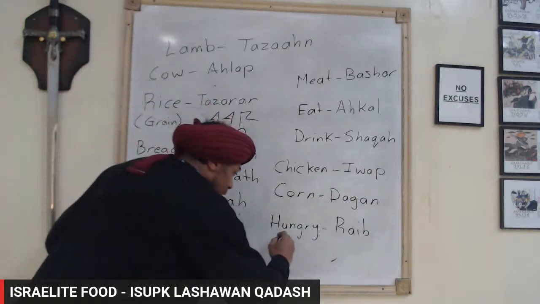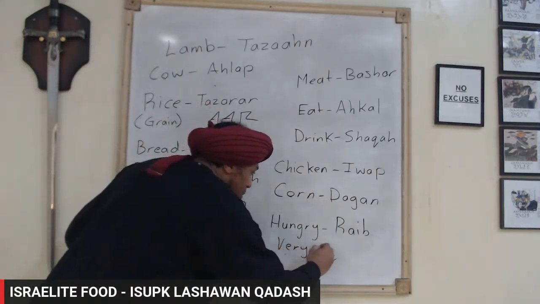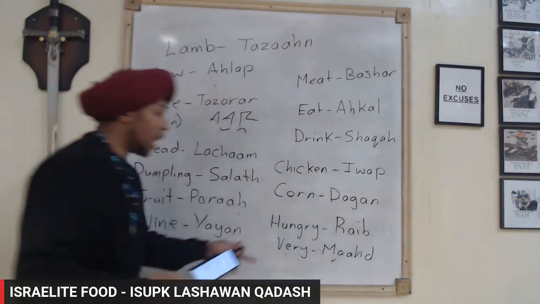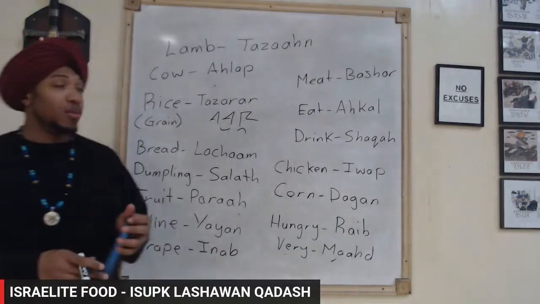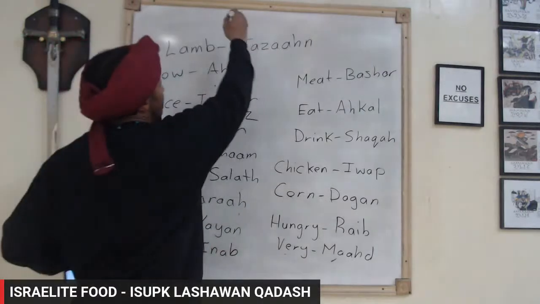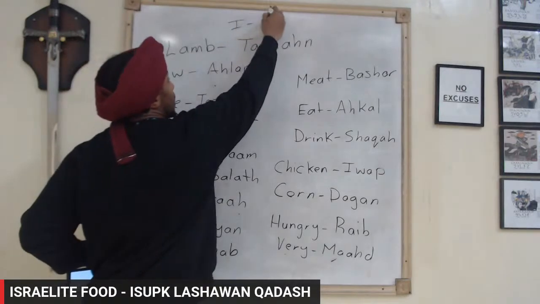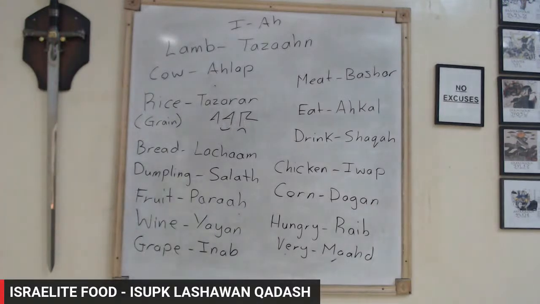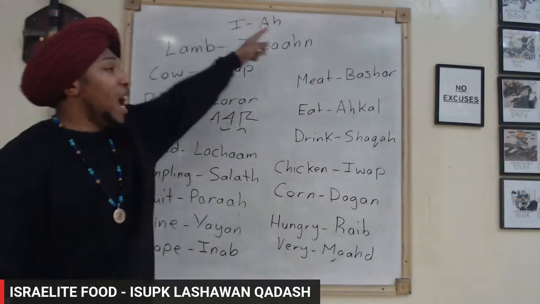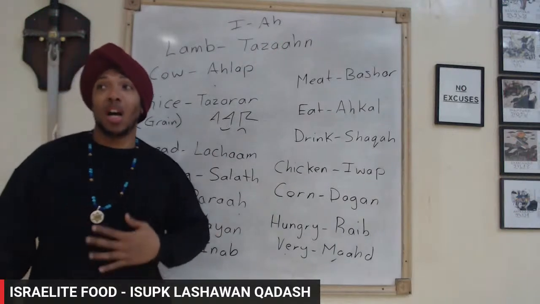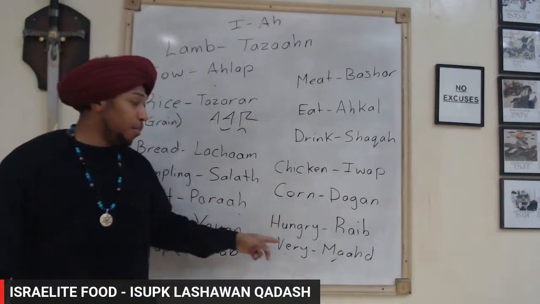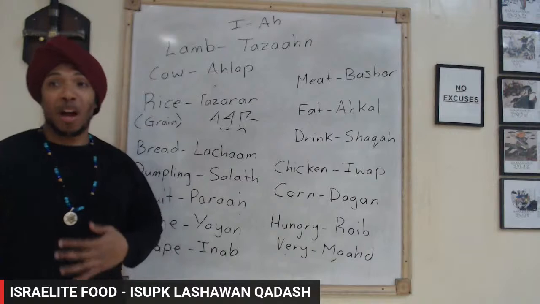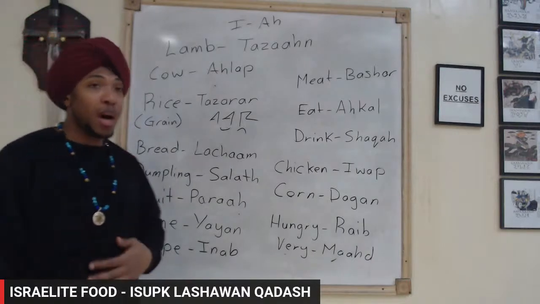I am very hungry in Hebrew. Very is ma'ad. Ma'ad. Right? I in Hebrew is ah. Can you see on the top of the board? Yeah. So I is ah. So you see ah ra'ib. Ah ma'ad ra'ib. Ah ma'ad ra'ib. Yeah, ah ma'ad ra'ib.